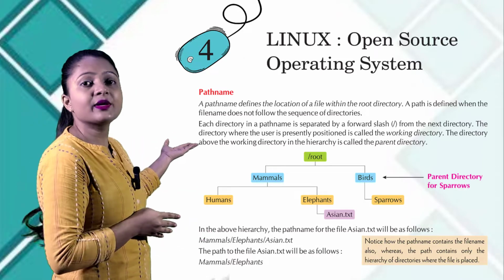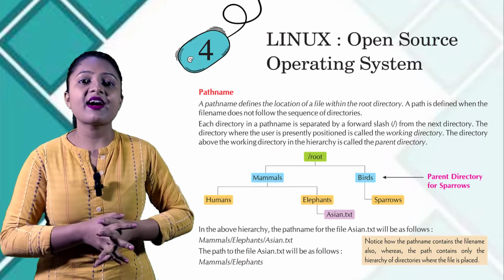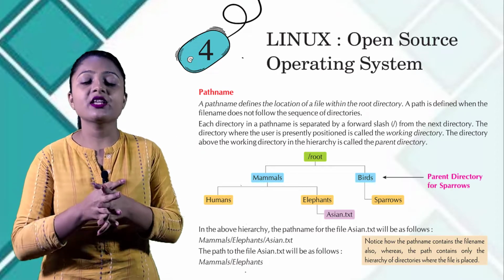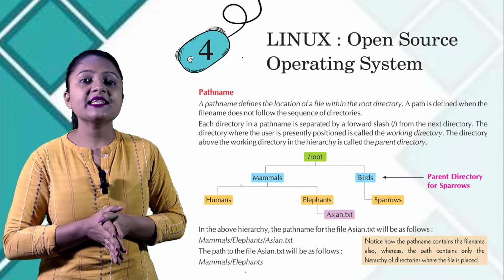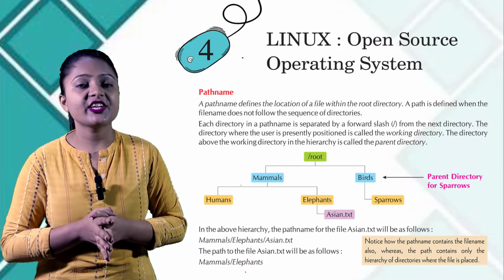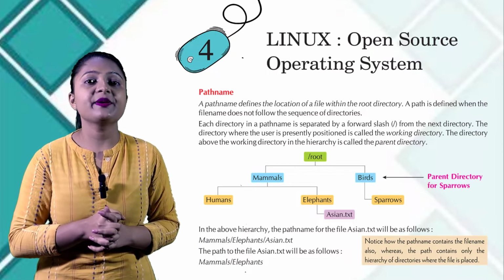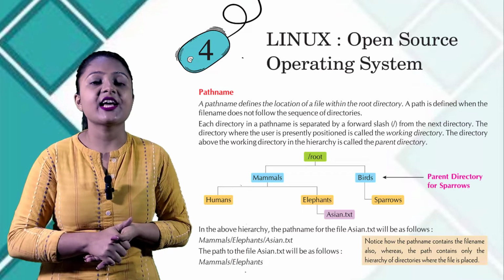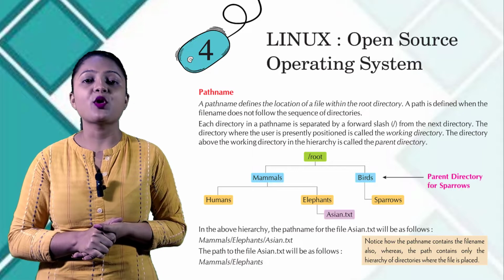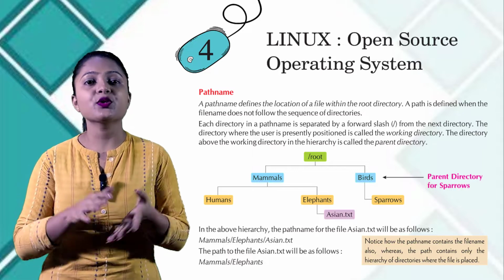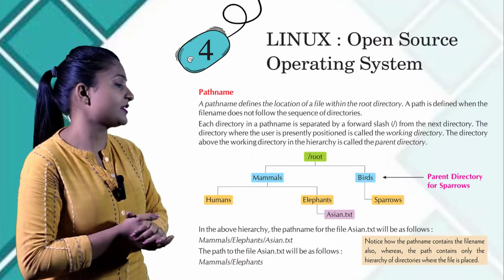In this flowchart, you can see how the hierarchy of directories works. In the above hierarchy, the path name for the file asian.txt will be as follows: mammal/elephants/asian.txt. The path to the file asian.txt will be as follows: mammal/elephants. Notice how the path name contains the file name also, whereas the path contains only the hierarchy of directories where the file is placed.